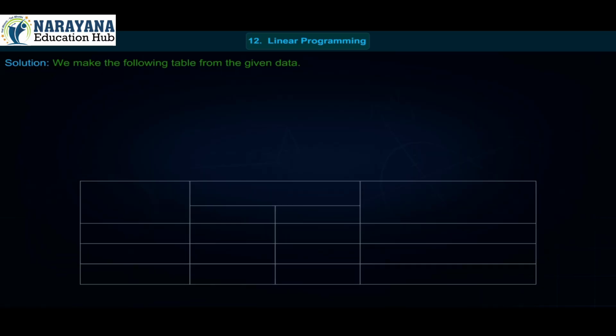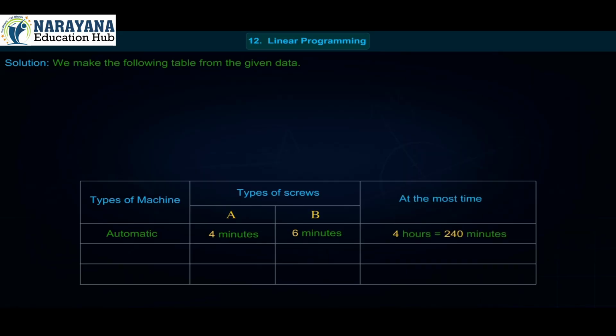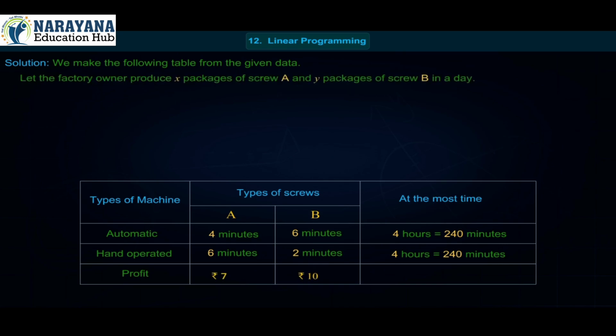We make the following table from the given data. Types of machine: automatic. Types of screws: P 4 minutes, Q 6 minutes. At the most time, 4 hours is equal to 240 minutes. Types of machine: hand operated. Types of screws: P 6 minutes, Q 2 minutes. At the most time, 4 hours is equal to 240 minutes. Profit: P rupees 7, Q rupees 10.